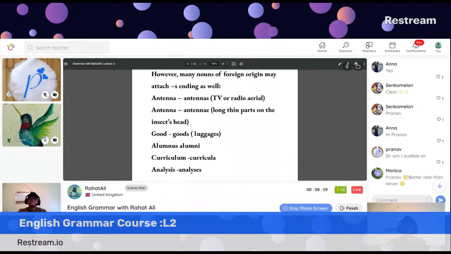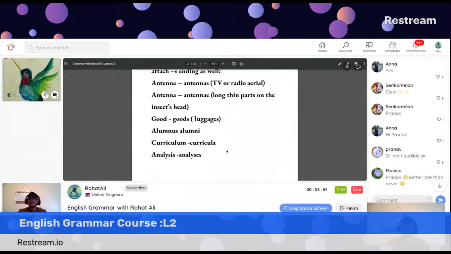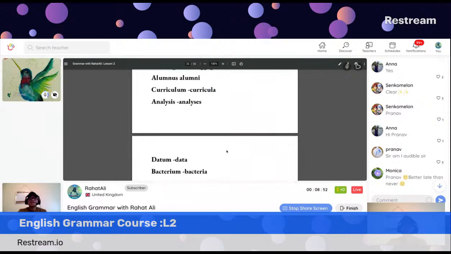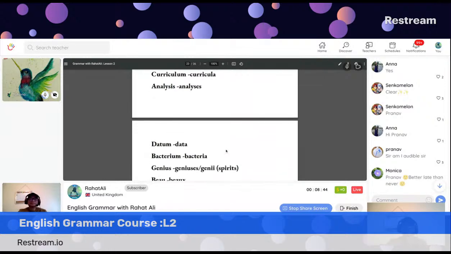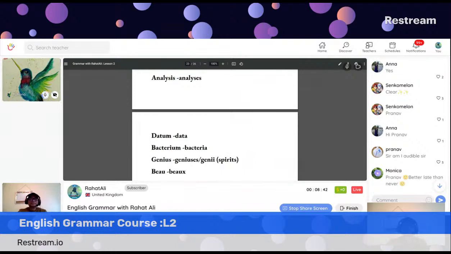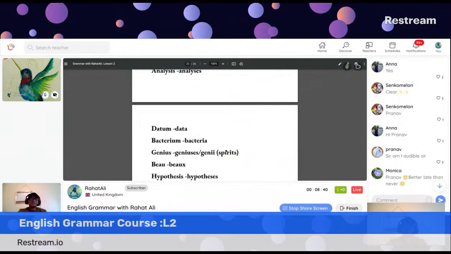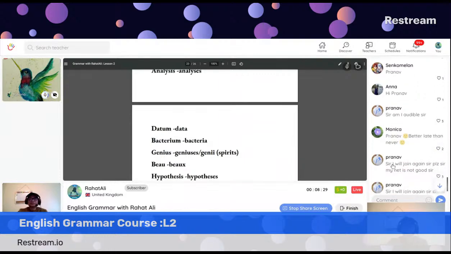Okay. Curriculum, curricula is the plural. Analysis. Datum, data. Bacterium, bacteria. Okay, remember very often, but in modern grammar, they say data can be singular, data can be plural, depending on the usage. That is true.